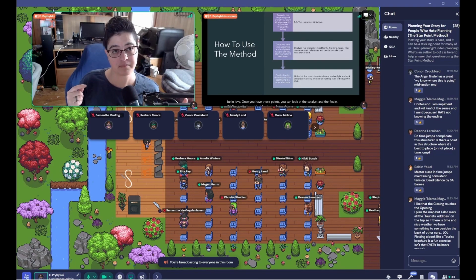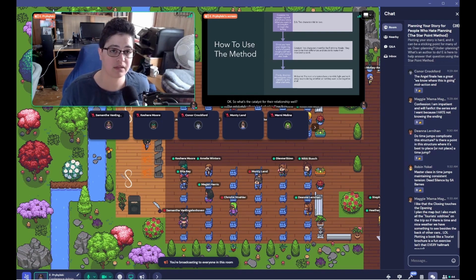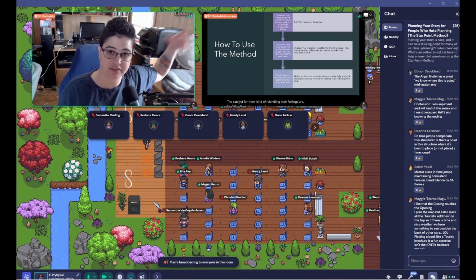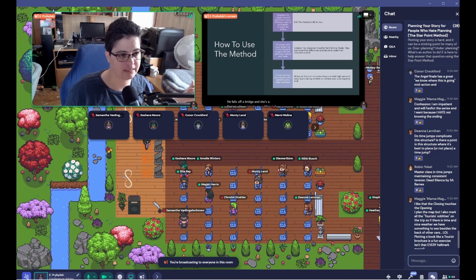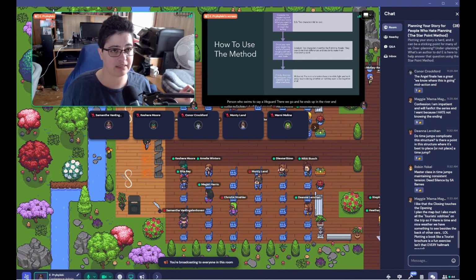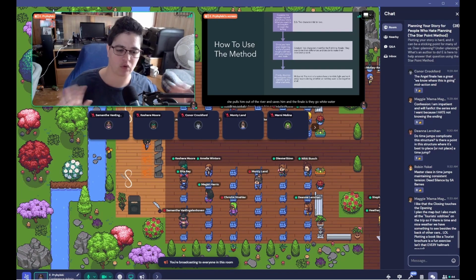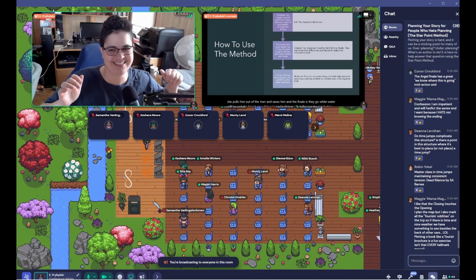Well, the catalyst for them kind of rekindling their feelings: he falls off a bridge and she's a person who swims, say a lifeguard. There we go. And he ends up in the river and she pulls him out of the river and saves him. And the finale is they go whitewater rafting and she has to save him again. I don't know. This is not a great story. Please don't write this book.